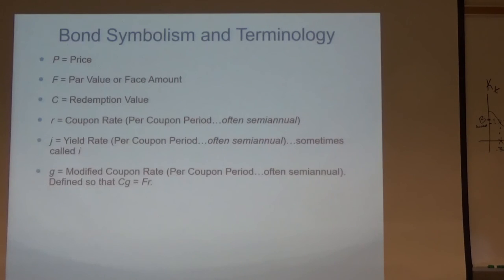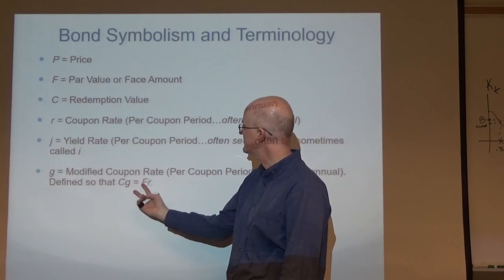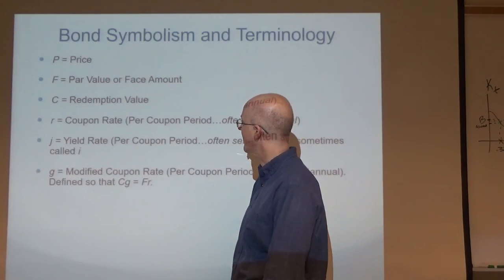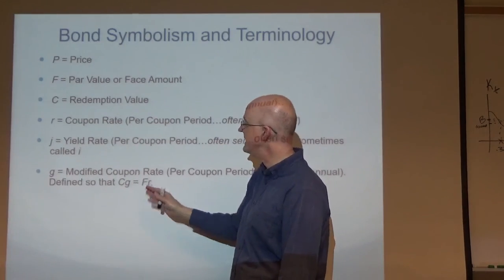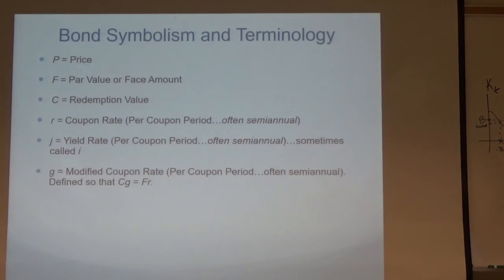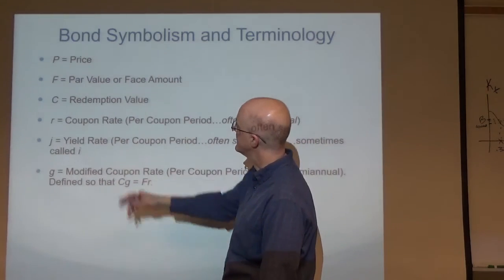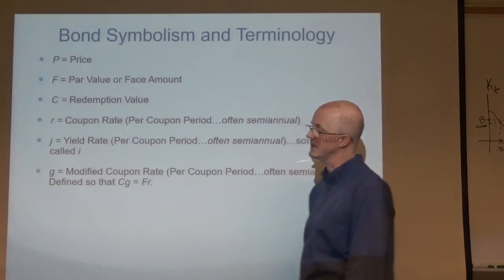Little g is called the modified coupon rate per coupon period, often semi-annual. It is defined so that C times g equals F times r. These both represent the amount of the coupon, these periodic payments before the redemption value. Oftentimes C and F are equal, so oftentimes little g and little r are equal. But not always. Sometimes the redemption value C is different than F. To allow for that possibility, though it might be rare, we also consider a modified coupon rate. So if this equation is true, you can also solve for little g, of course, by dividing both sides by C.